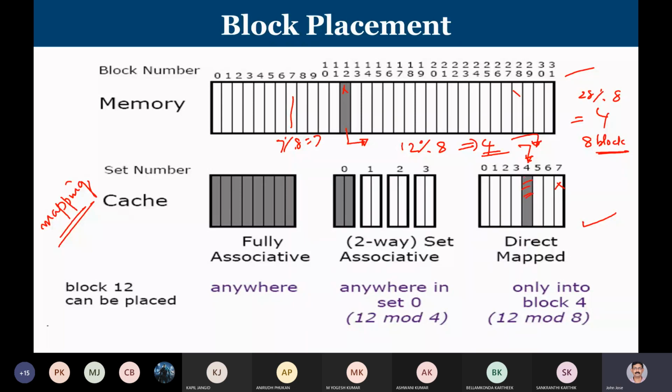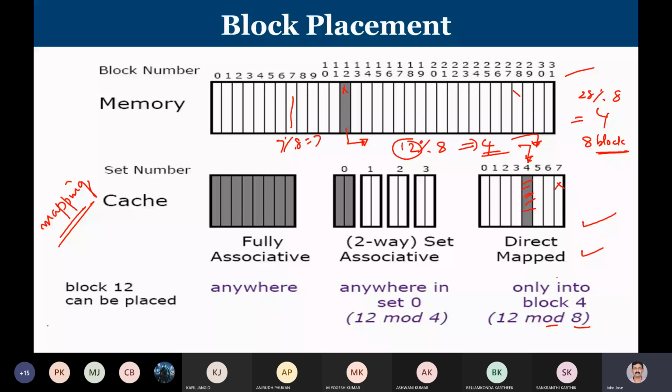But already your 4 has 12. So 12 and 28 cannot exist together. Either 12 will be kept or 28 will be kept. This is called direct mapped cache. So direct mapped cache means there exists a predefined unique location where a main memory block can be present. And how do you find out? Main memory block modulo number of blocks in the cache memory.